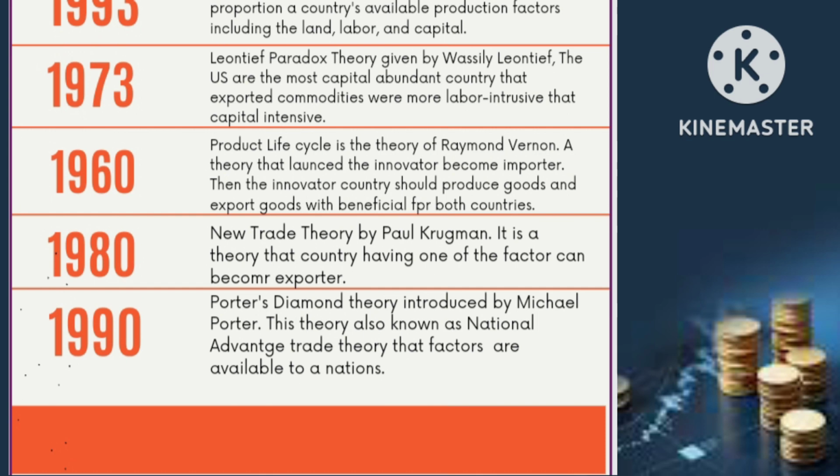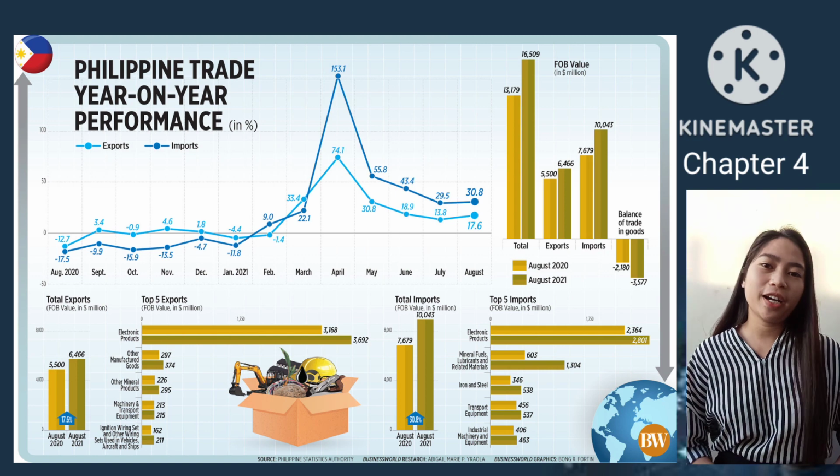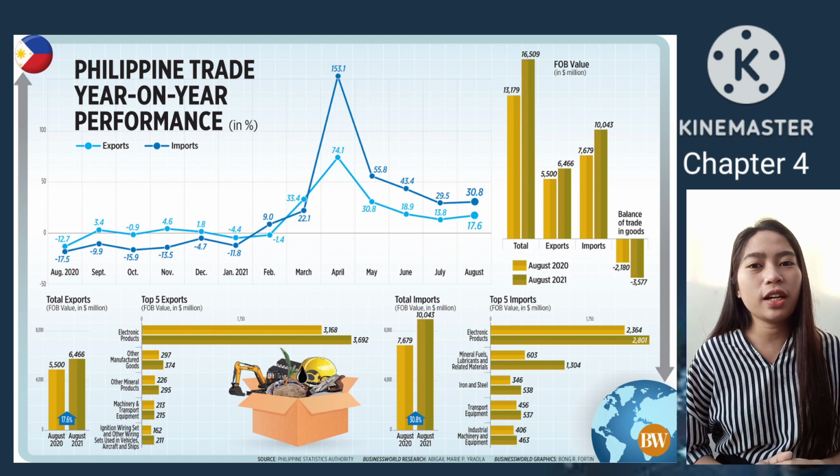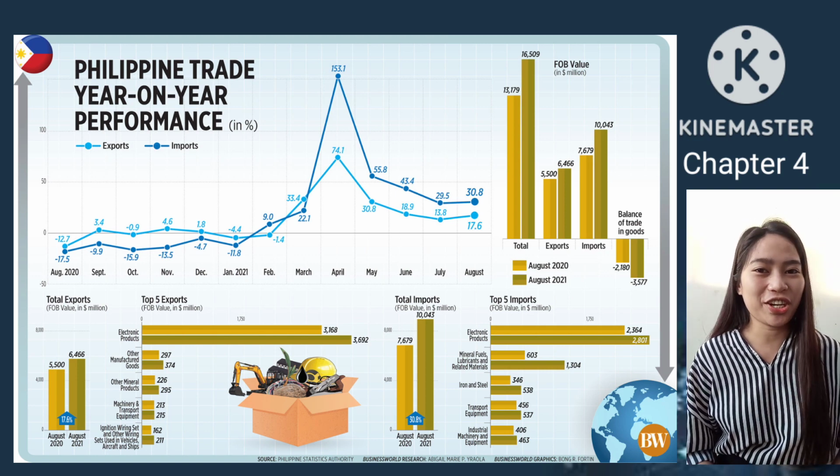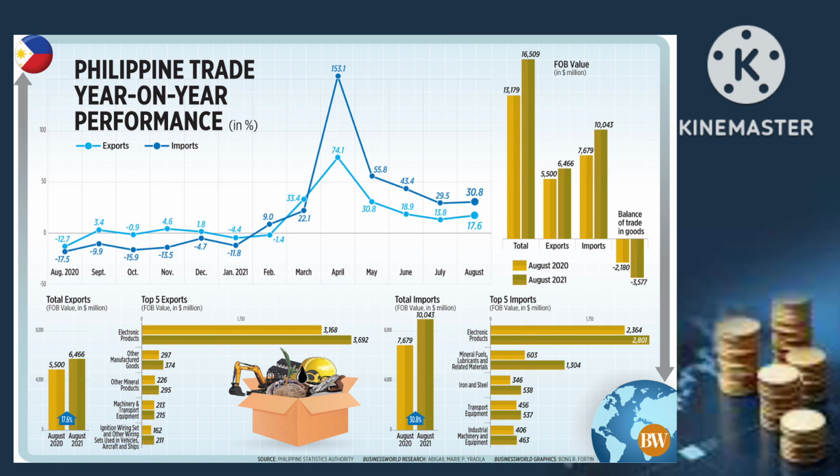Porter's diamond theory was introduced by Michael Porter in 1990. This theory is also known as the national advantage trade theory, in which factors are available to a nation. In Chapter 4, we are analyzing the graph on microeconomics and international trade. The illustration shows the Philippine trade year-on-year performances in both export and import.